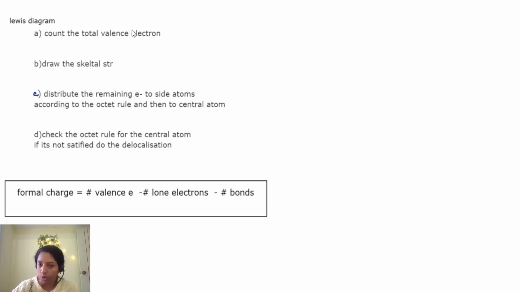So first step, count the total valence electron. So for example, I can write SO2. First step, count the total valence electron. Sulfur has 6 valence electrons, oxygen is also 6. So altogether there are 18 electrons, right?